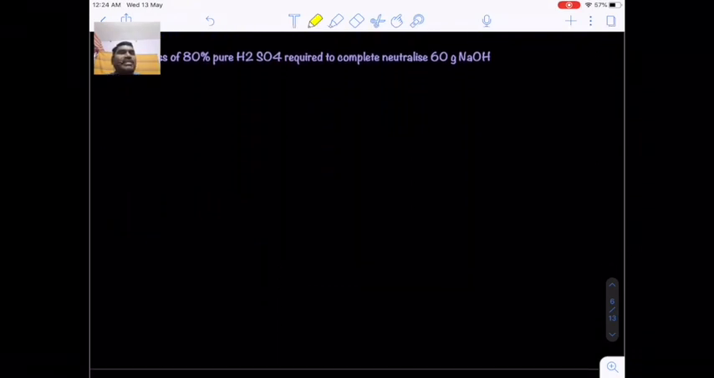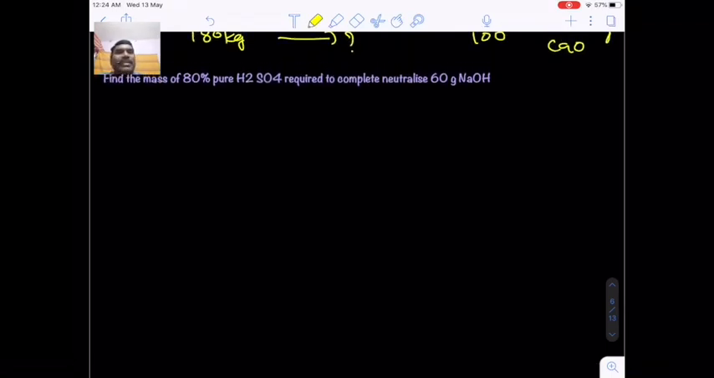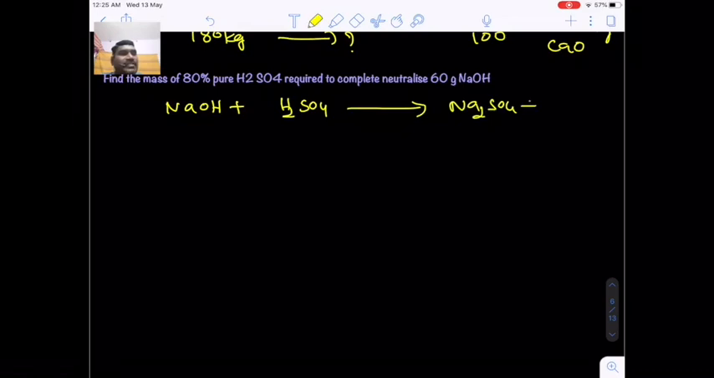Now, last question here. Find the mass of 80% pure sulfuric acid which is required to neutralize 60 grams of NaOH. First of all, what is the reaction between NaOH and H2SO4? You can apply the equivalent concept also, without balancing the equation. Now here, sodium sulfate and H2O. So I am balancing the equation. 2 sodium atoms are there here. Hydrogens will be 2, 2, 4, so 2 2s are 4. Now 2 moles of NaOH will be required for the complete neutralization of 1 mole of sulfuric acid.